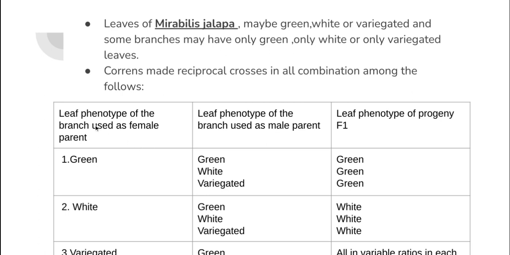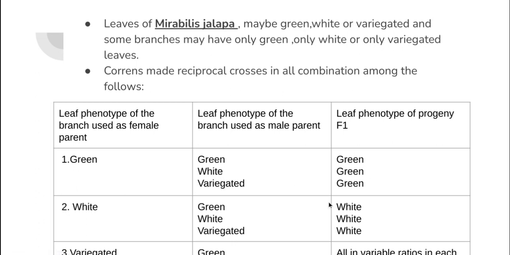First, the leaf phenotype of the branch used as female parent. This is the female parent phenotype: green, white and variegated. The second is the leaf phenotype of the branch used as male parent, and then the phenotype of the progeny. When a green female parent is crossed with any of these three, green, white or variegated, the observed progeny is all green. When a white female parent is crossed with green, white and variegated, all the progeny become white. And when variegated is crossed with green, white and variegated, variable ratios are observed.